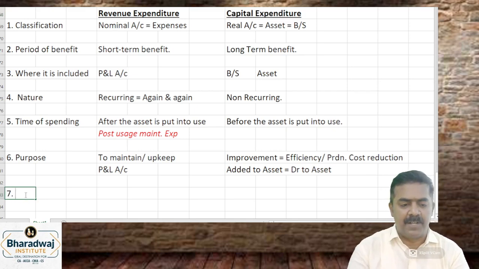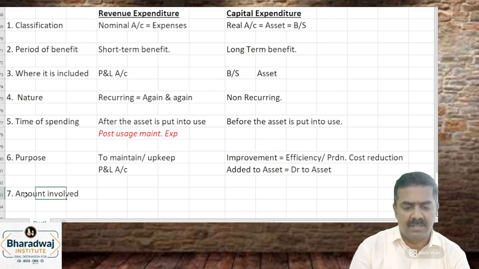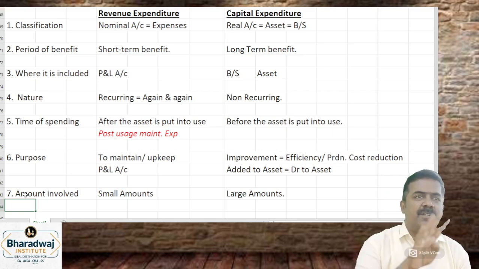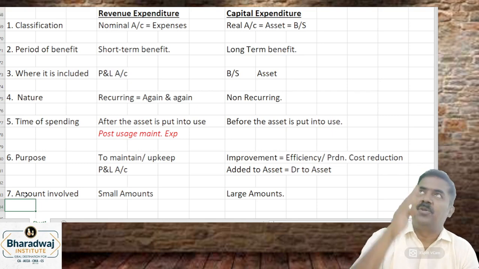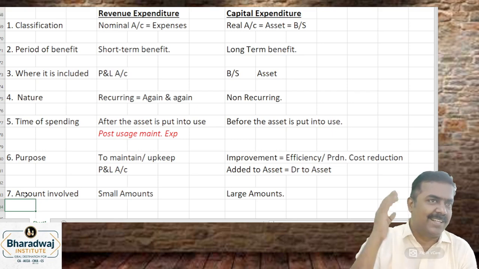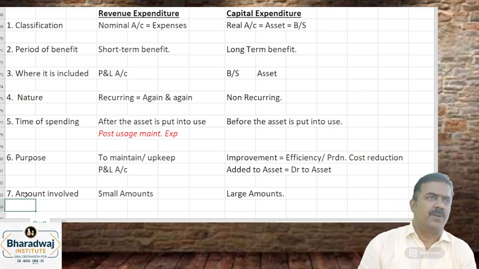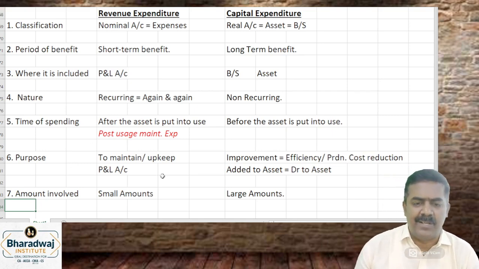It looks like capital expenditure, but the amount involved matters: small amounts, large amounts. This ring light replacement is 400 rupees. Will we create an asset and record it for this? No. A tube light has gone, and we replace one with a 5 years warranty. Will you call it as an asset? 300 rupees, 400 rupees, a pen drive, all these are 300, 400 rupees. Will you call these things an asset?